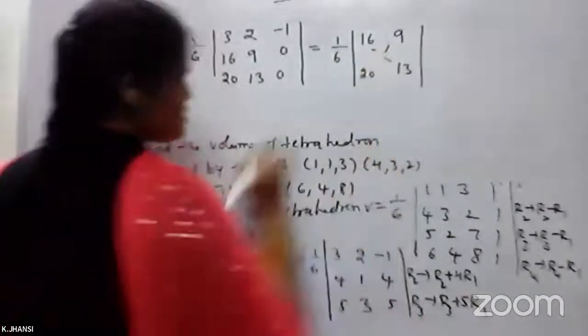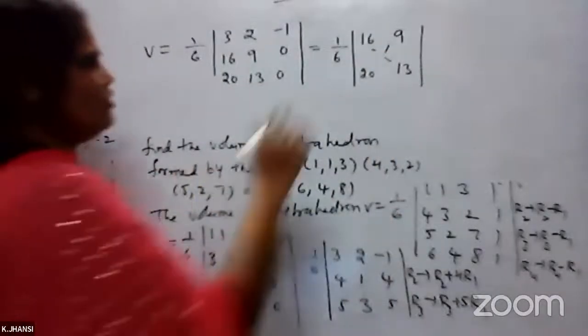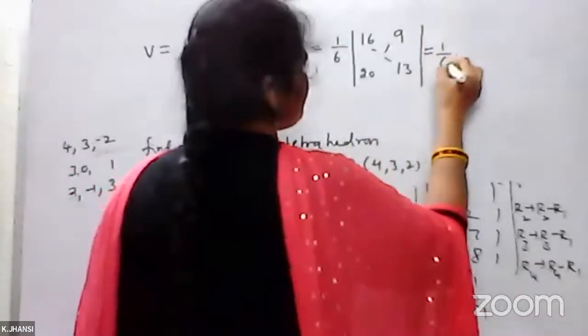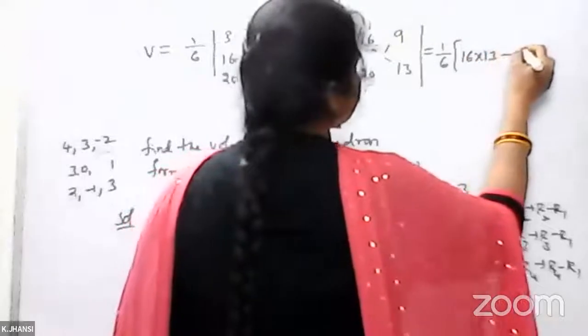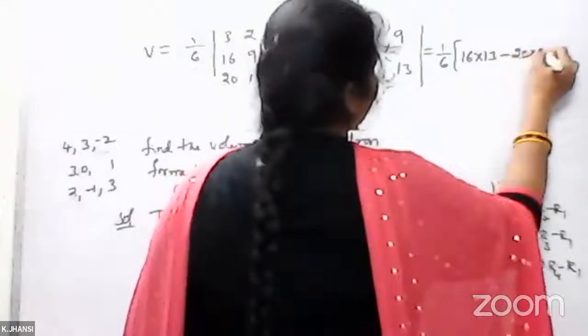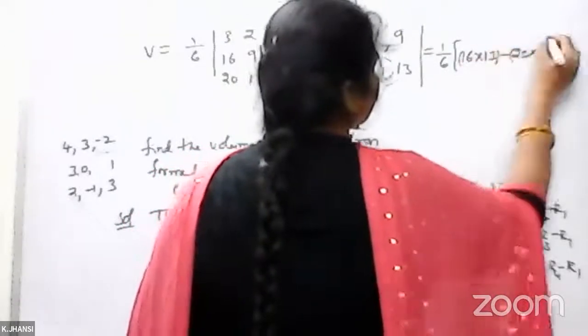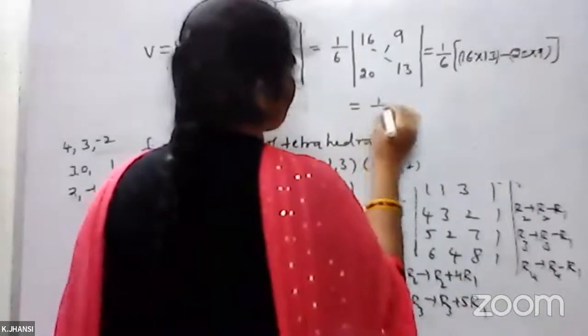Now if you do the cross multiplication, you will get the determinant. So that is 1 by 6 into 16 into 13 minus 20 into 9. This is 1 by 6.